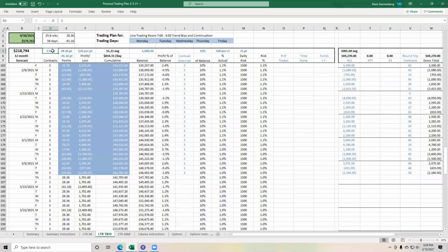That's a decision that we make. I can change that to whatever I want. I could put 10 contracts in there. The personal trading plan will tell me on a daily basis how many contracts I should be trading. It's all based on the balance of the account.